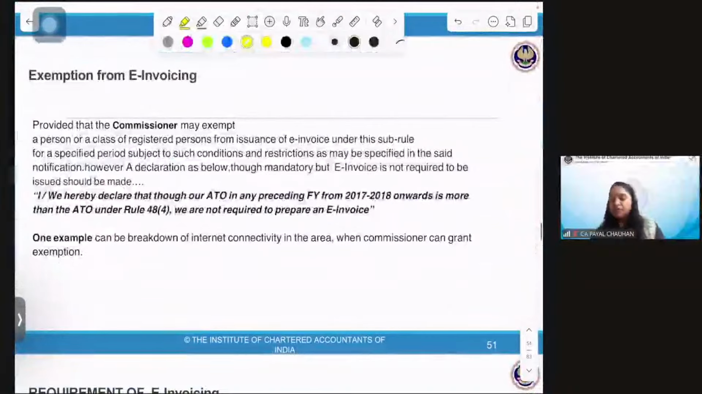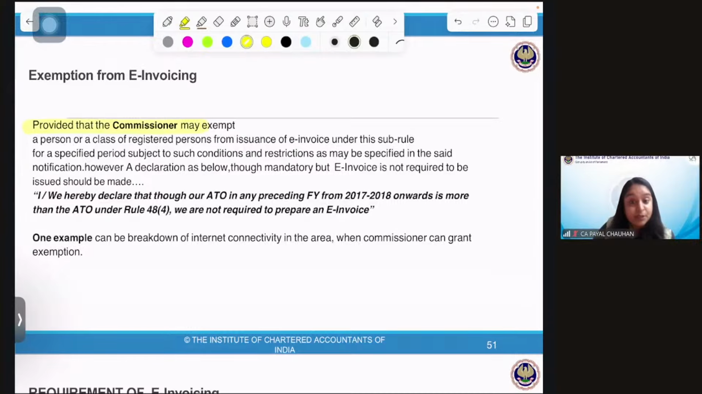Now, exemption from e-invoicing. Do you people remember the last class we had? I told you sometimes there is no internet connectivity. Do you people remember? Sometimes there are war-like situations. So I told you in that case you have to give a declaration. So there the same thing. That time also we did. This is the second time we are doing.